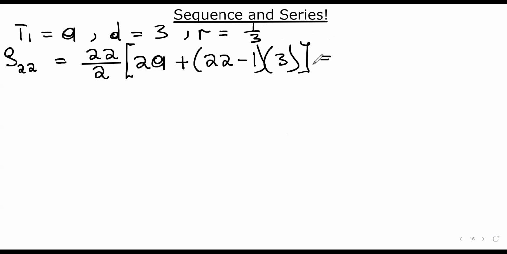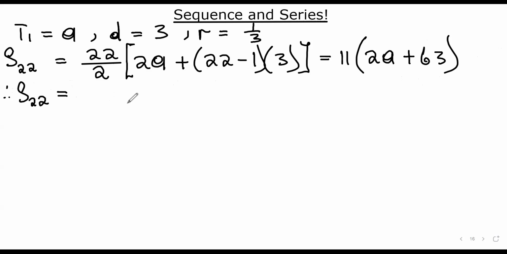And when we simplify this, well, 22 divided by 2, that's 11. And here we have 21. 21 times 3, it's 63. So here we have 2a plus 63. And if we simplify this even further, well, we find that 11 times 2, that's 22a. 11 times 63, that's 693, all right?